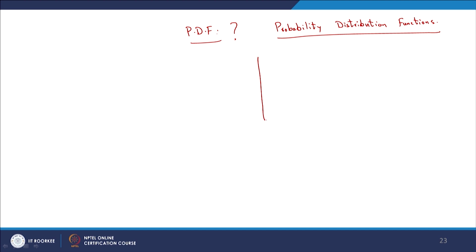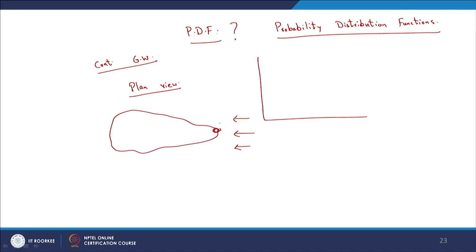So here, if I look at a graph, and before I go to the graph let me consider a scenario. Let us say I have contaminated groundwater due to a particular contamination at this source, and this is the plan view. The groundwater is flowing in this direction, and the contaminated plume is going to be something like this. If these are my sampling wells or locations, from these I can get the average and standard deviation of the concentration of the contaminated groundwater.